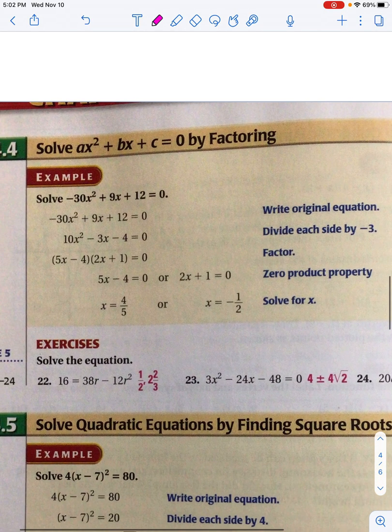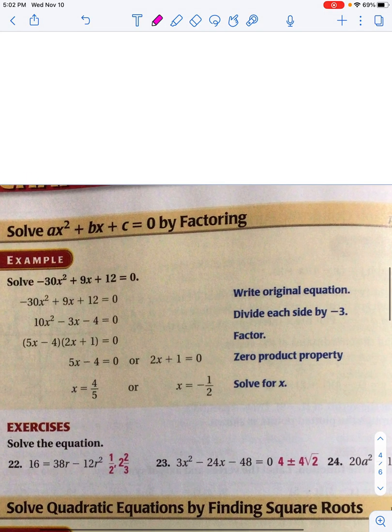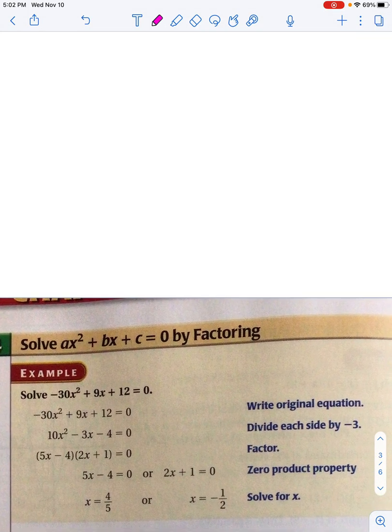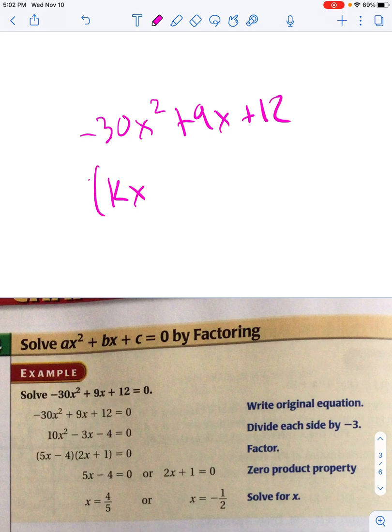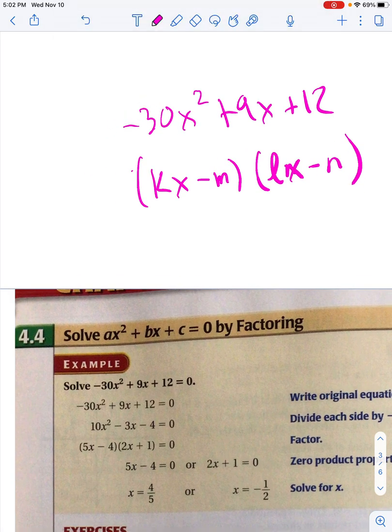Now, these ones are a little bit different because notice our A value is not necessarily a 1. The examples above were all A values of 1. This is not. So my thinking is going to be relatively similar. I believe when we did it, we did kx minus m and lx minus n. So again, I need k and l to multiply to get negative 30. K times l equals negative 30.